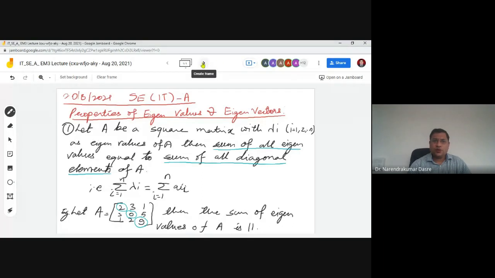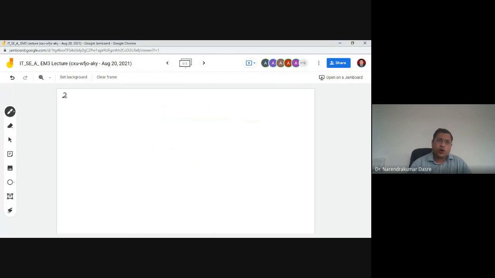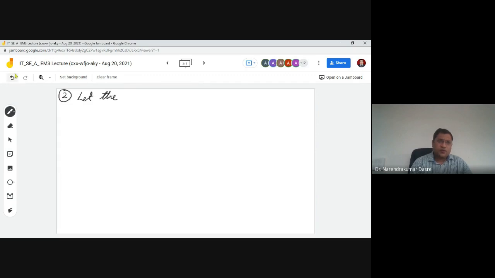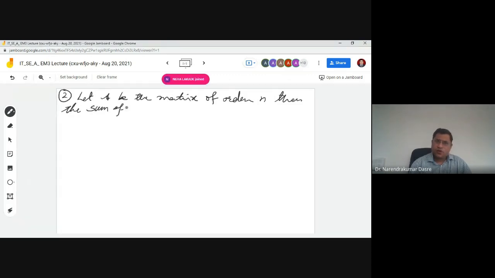Okay, so now we have talked about the sum. What about the product? What can we say about the product of the eigenvalues? Let A be a matrix of order n. When I say only one element, that means this is a square matrix with the same number of rows and columns.